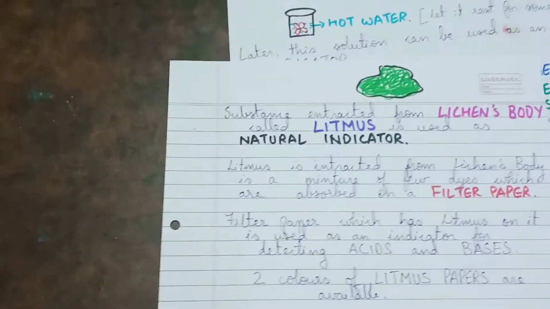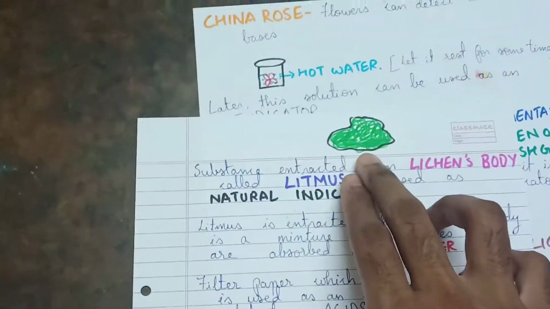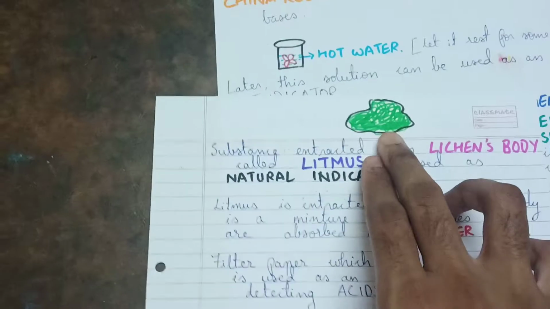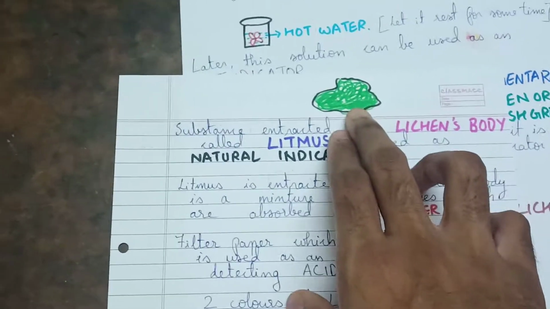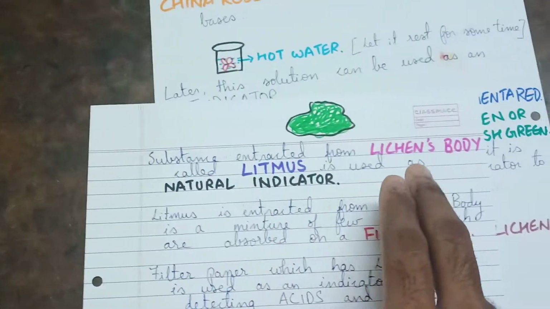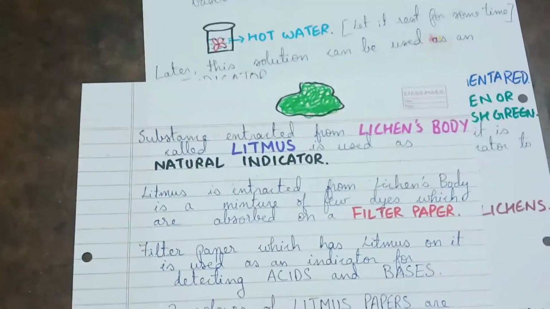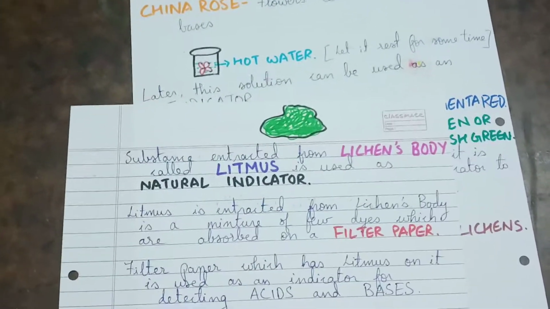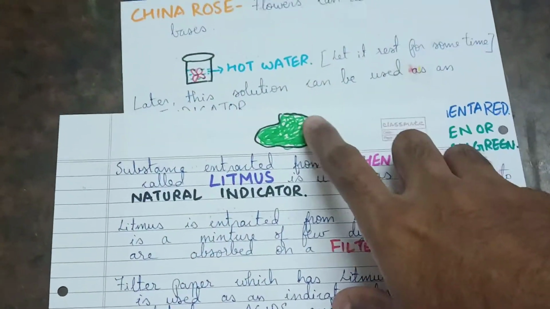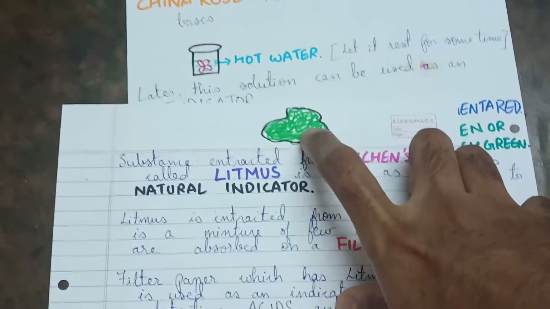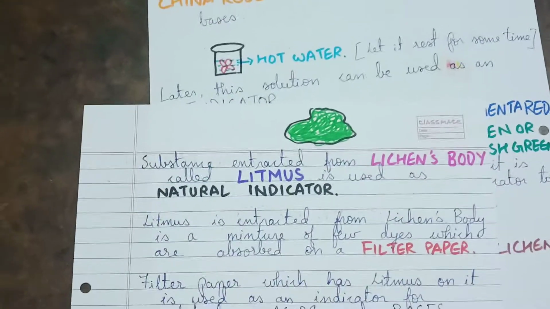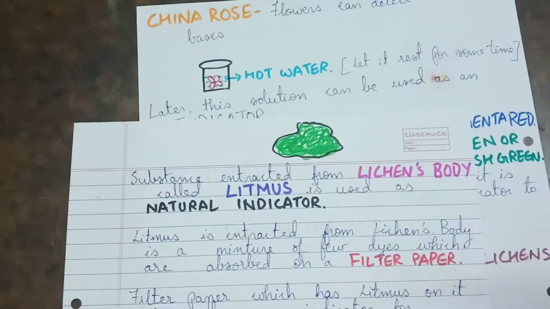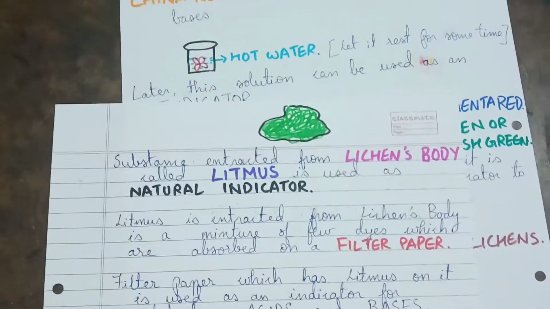If you want to see how lichens look, they look somewhat like this. I have drawn a sketch, though I am not that perfect in biology. The substance extracted from the lichen's body is called litmus, and that litmus solution we can use as a natural indicator.